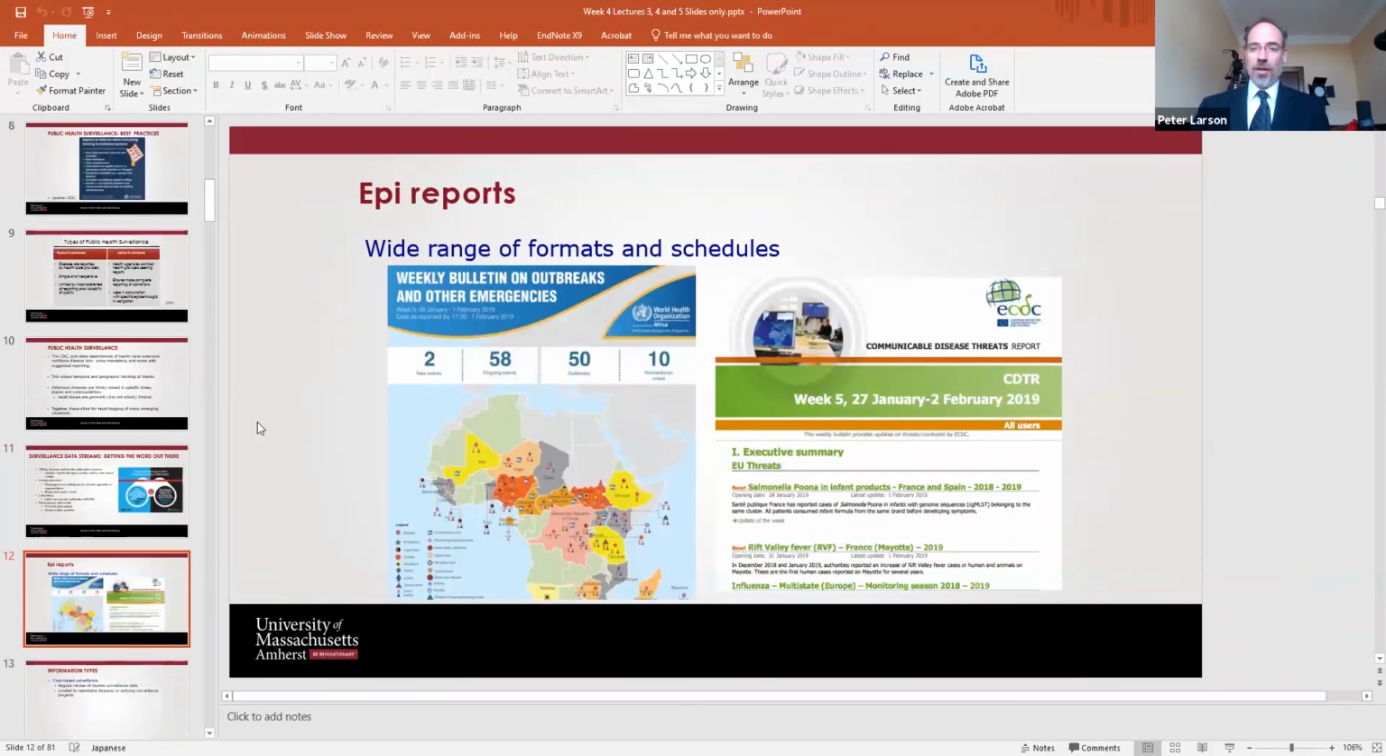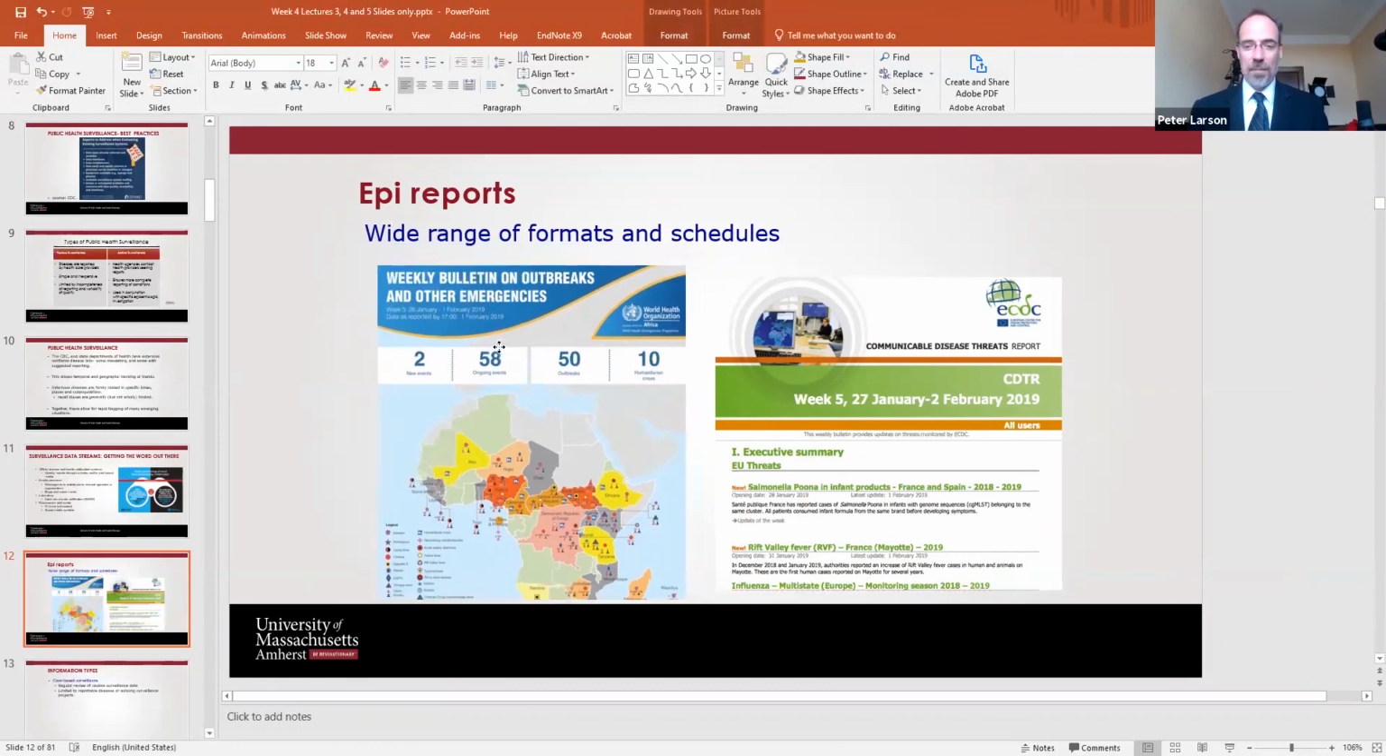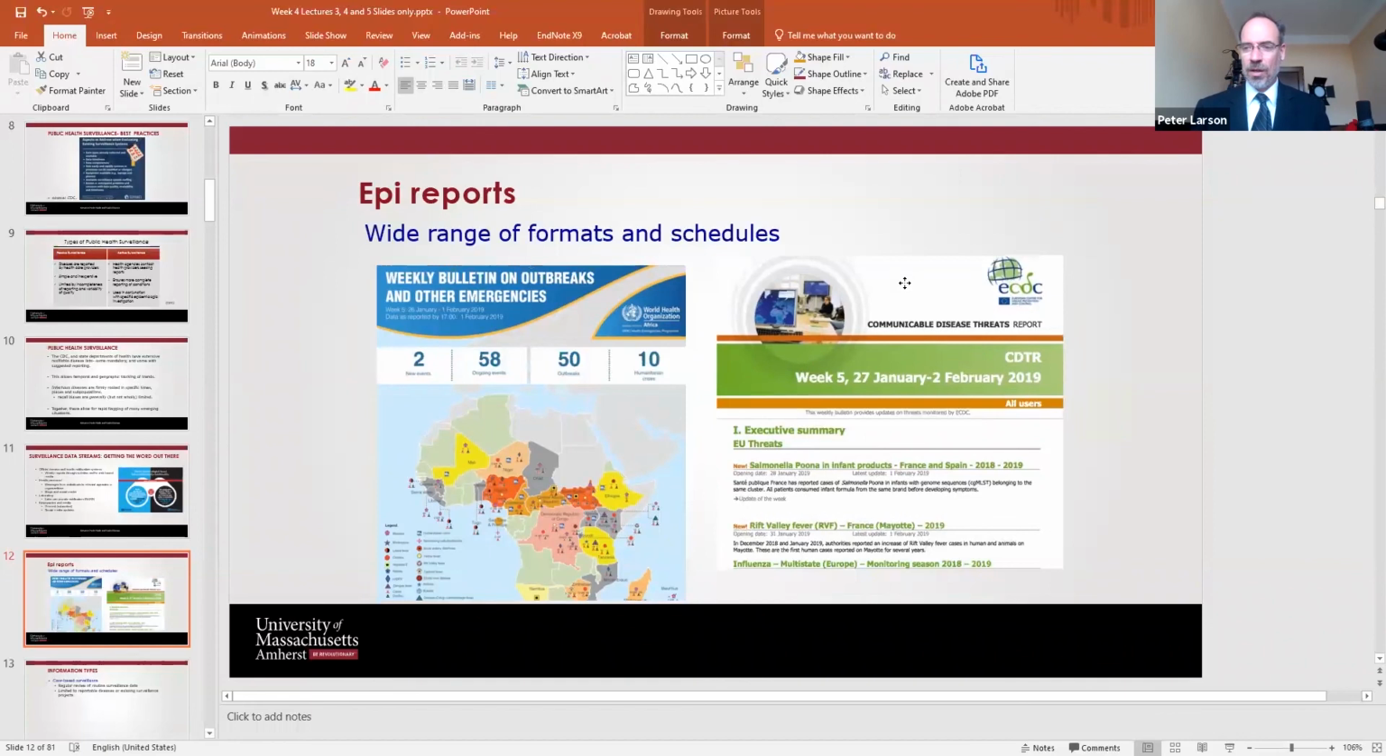Epi reports come in tons and tons of different formats. Here is a map with case numbers from the WHO for outbreaks and other emergencies, and these are different types of outbreaks in sub-Saharan Africa. ECDC, the European version of the CDC, puts out weekly reports in this list format.